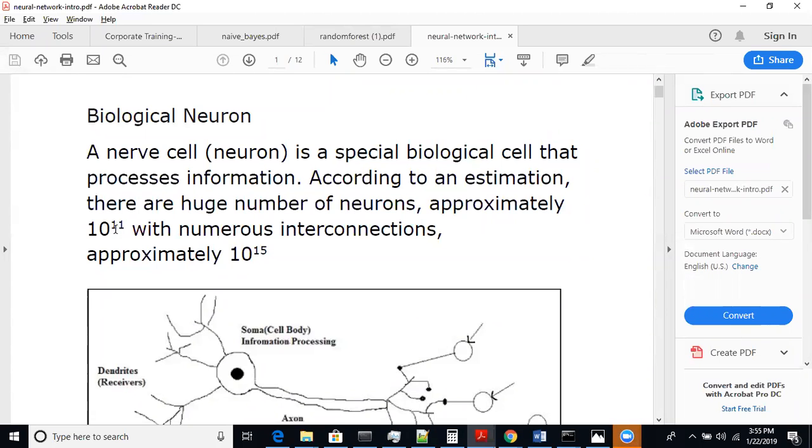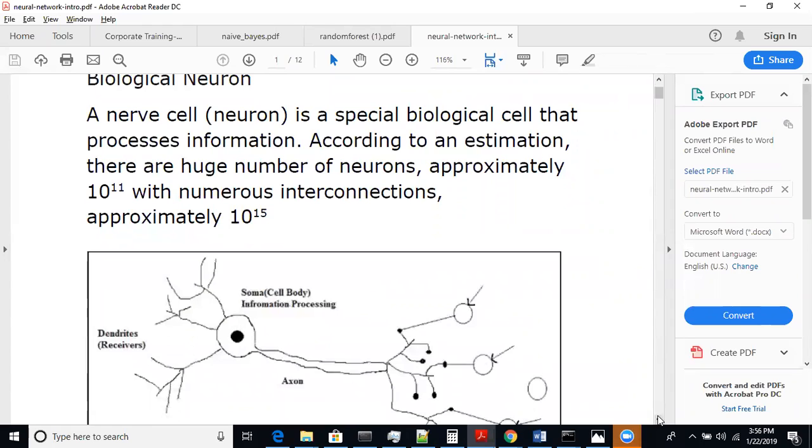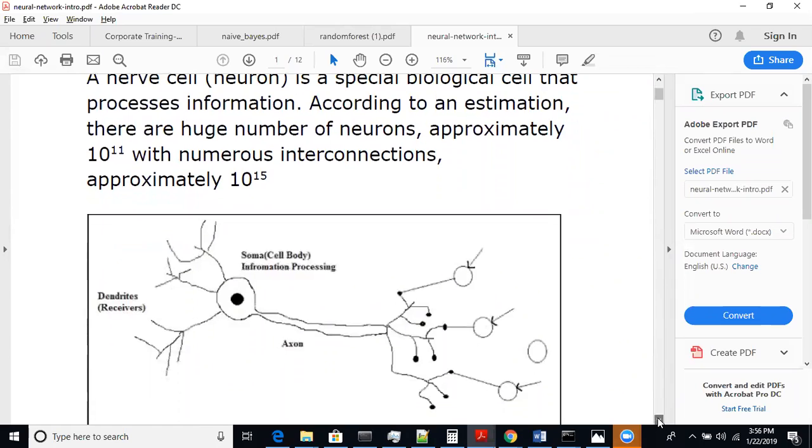So there are around 10 to the power 11, some around that. This will be a very big number. So this huge number of neurons are there, which connect and work together. Many of the neurons will work together and complete one task. Okay, that is how it is.